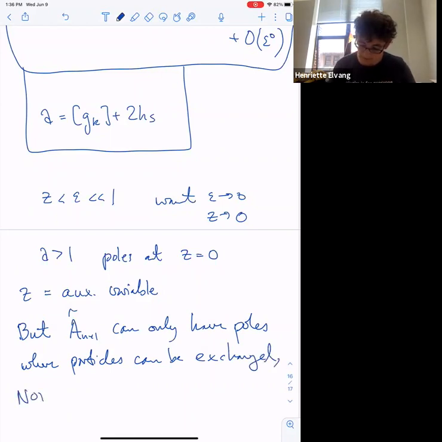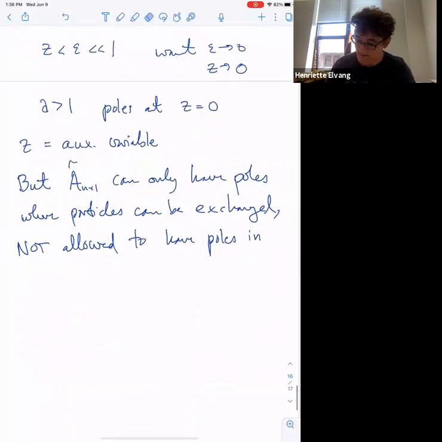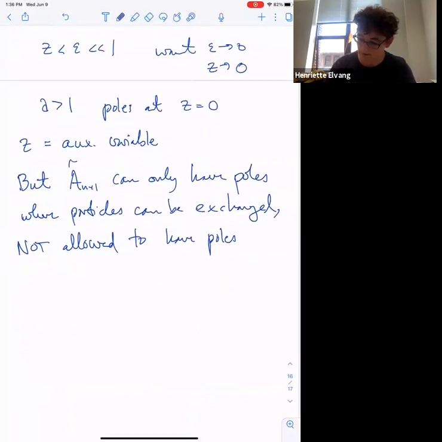So they're in particular not allowed to have poles in any kind of value of C, in particular not at C equal to 0.